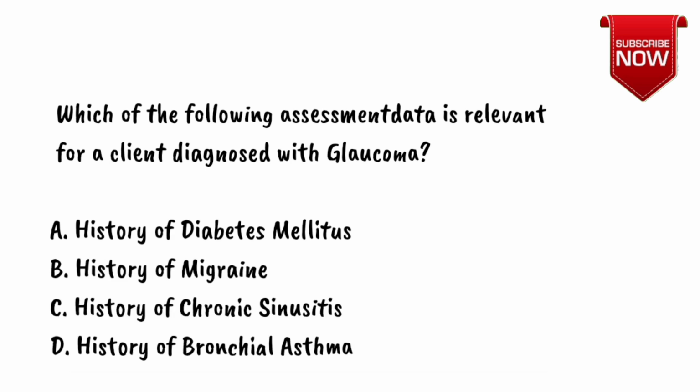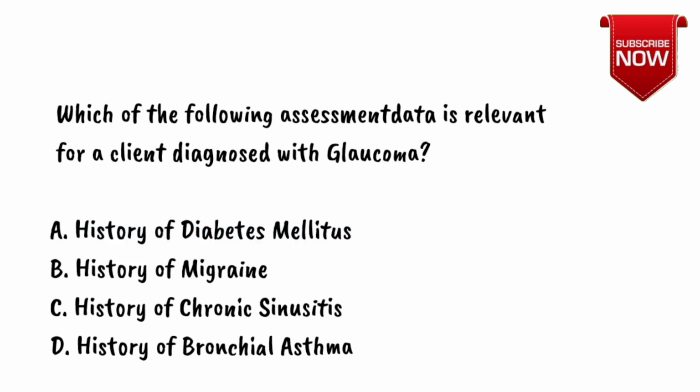Which of the following assessment data is relevant for a client with glaucoma? Option A, history of diabetes mellitus. Option B, history of migraine. Option C, history of chronic sinusitis. Option D, history of bronchial asthma. The answer is option A, history of diabetes mellitus.